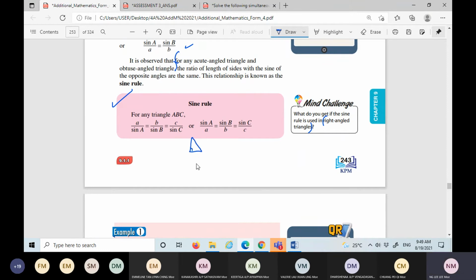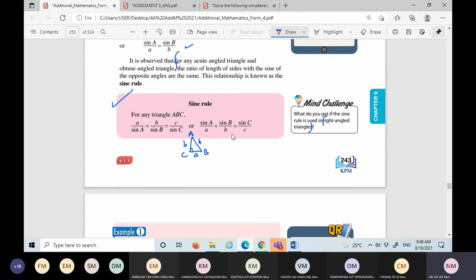A right angle triangle. Let's say this is A, this is B, here is A, here is B. Here is C. I label this as H, the hypotenuse.